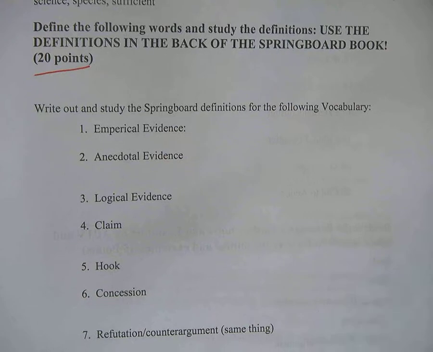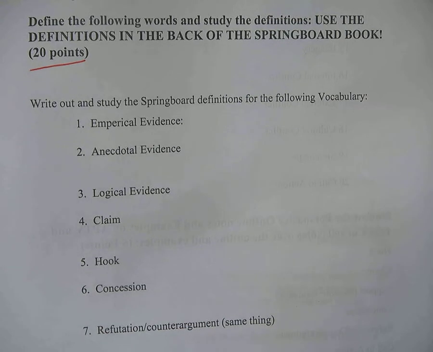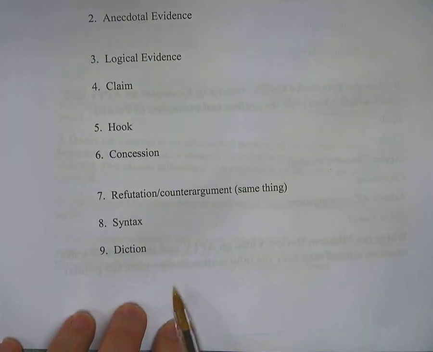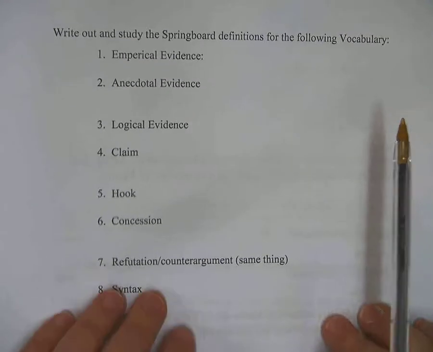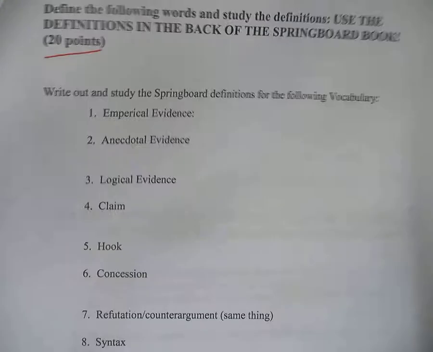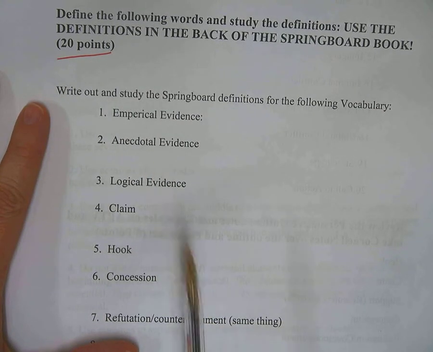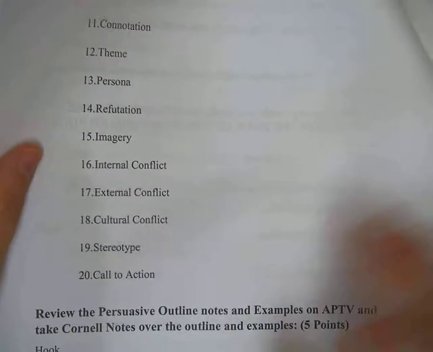vocabulary. You're going to have to read several pieces, an expository piece, a literary nonfiction, and a poem. And with those pieces, you're going to have questions that ask you about some of these things. It'll ask you about syntax, diction, tone. It might ask you what is some anecdotal evidence here. Which one is anecdotal evidence? Where's the claim? Where's the hook? If you have to read a persuasive piece.